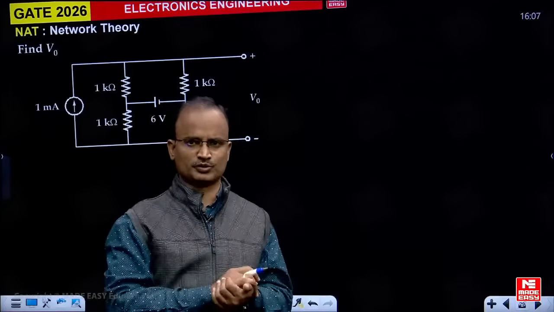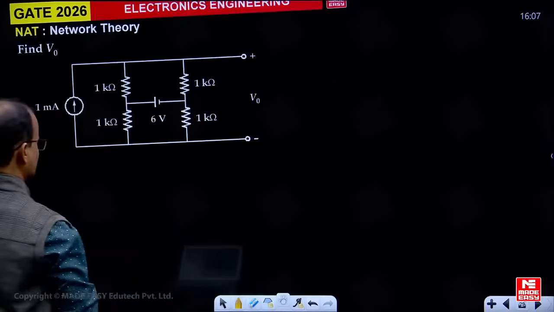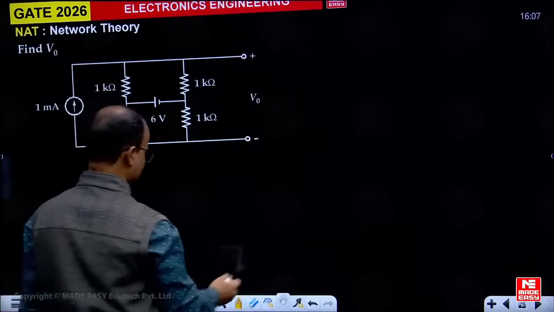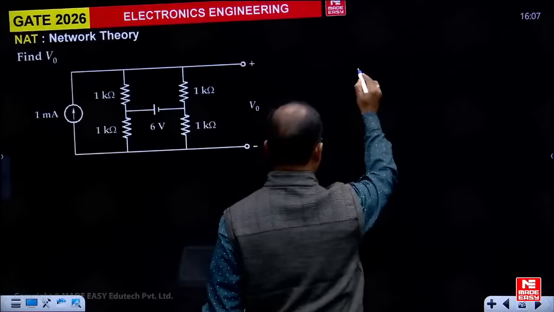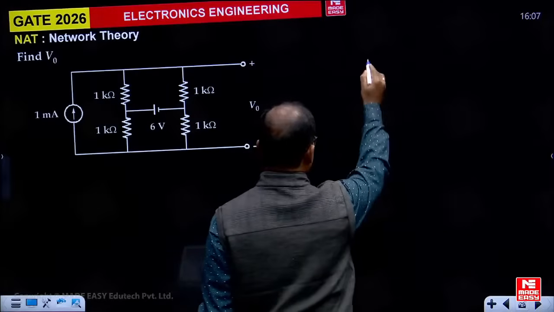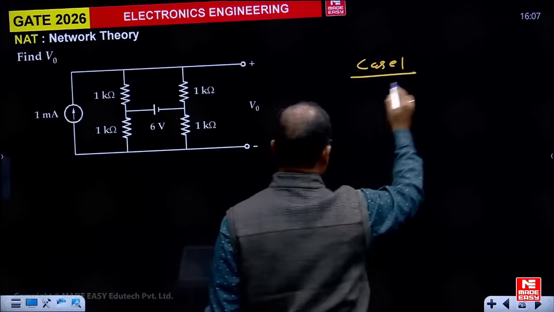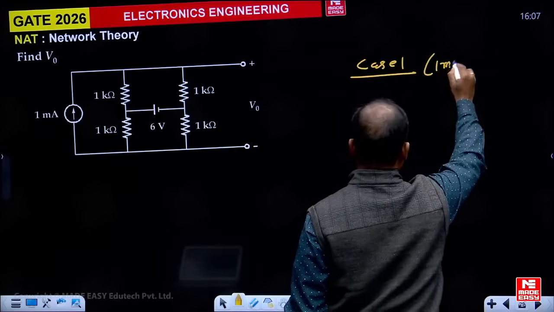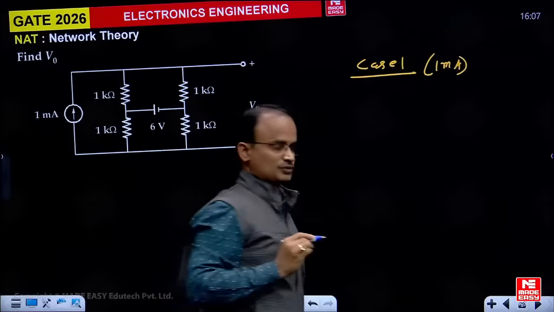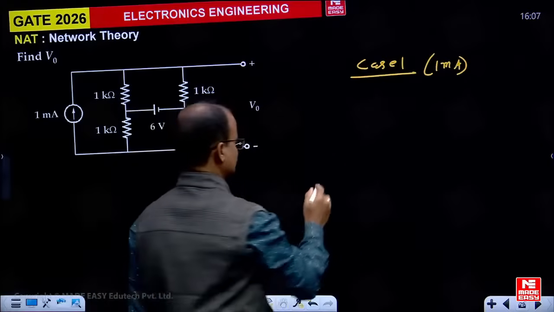I am taking the help of the superposition theorem. Corresponding to the superposition theorem, come to case 1. In case 1, let us activate the current source. When the current source is activated, the voltage source is replaced by a short circuit.